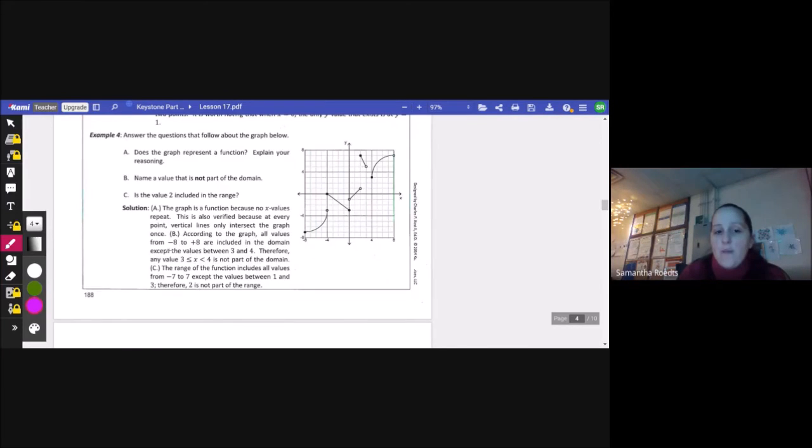B, according to the graph, all values from -8 to 8, so we're talking about the domain, are included in the domain except the values between 3 and 4, these values right here. There's no line that connects this, so these values are not included. Therefore, any value between 3 and 4 is not part of the domain. C, the range of the function includes all values from -7 to 7 except the values between 1 and 3. Therefore, 2 is not part of the range.